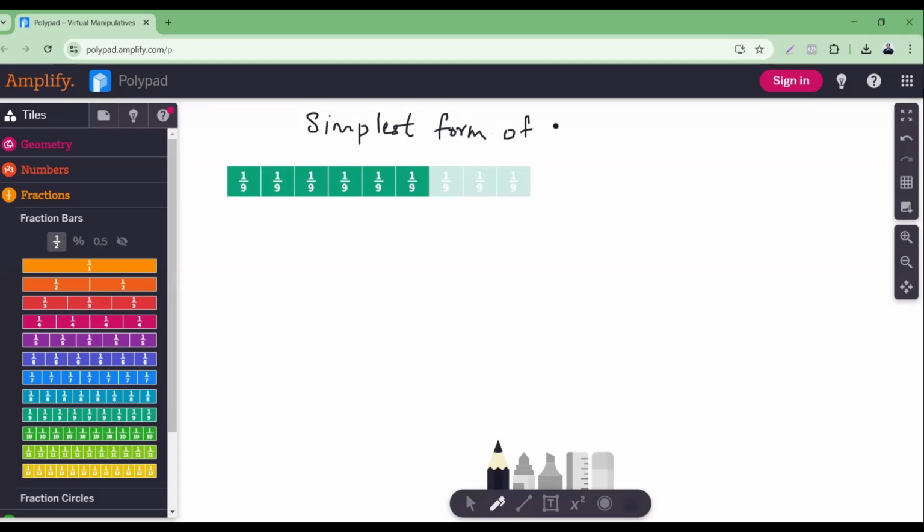When they ask you to find the simplest form of a fraction, let's say what is the fraction that I have shown here? If you see, it's ninths, right? What is the fraction of the colored part? It is 6/9. Now the question says, find the simplest form of this fraction. Many people would have done this like this.